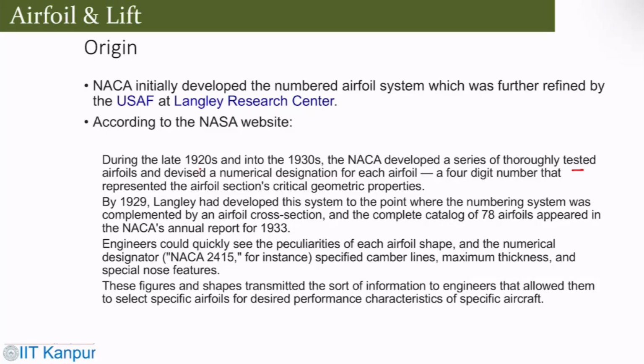In 1929, Langley had developed this system to the point where the numbering system was complemented by an airfoil cross-section. And the complete catalog of 78 airfoils appeared in the NACA annual report of 1933. So engineers could quickly see the particulars of the airfoil shape from the numerical designator. For example, NACA 2415 specified camber line, maximum thickness, things like that. Obviously, when you try to design the system, you know what kind of airfoil you would like to use and also what would be the nomenclature.